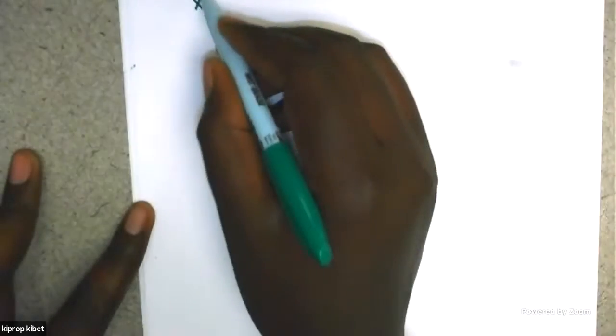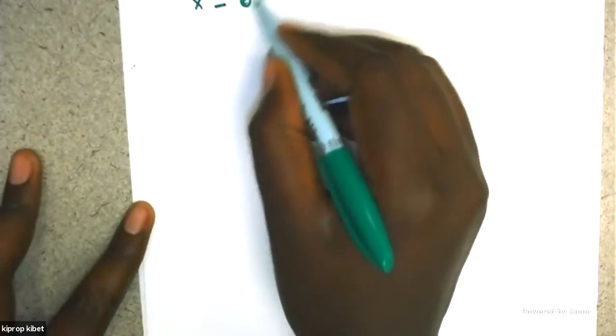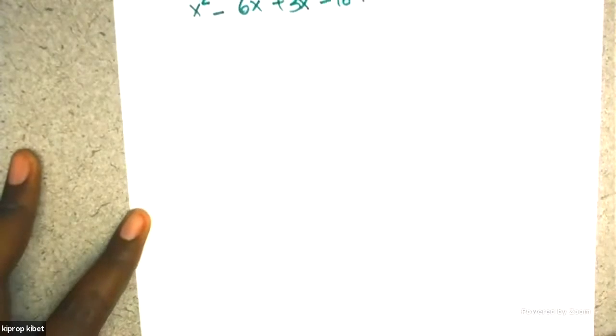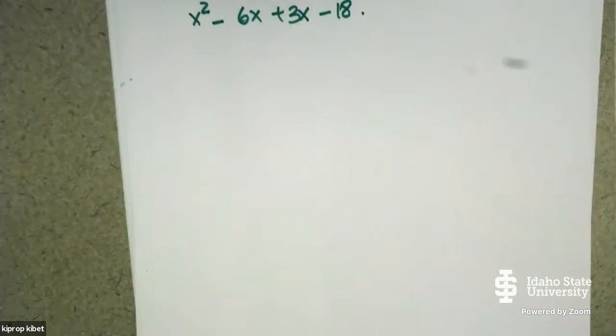Now, if we have x squared minus 6x plus 3x minus 18, factor that by grouping.